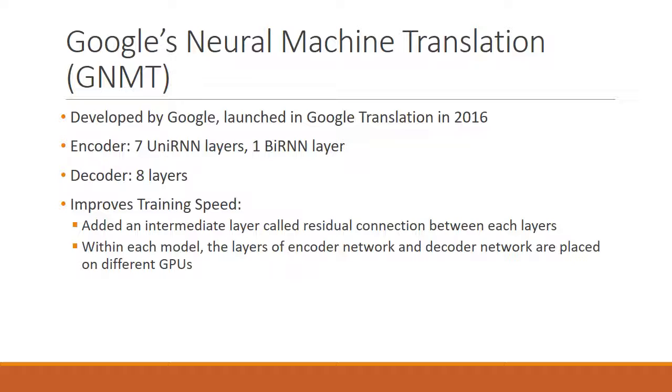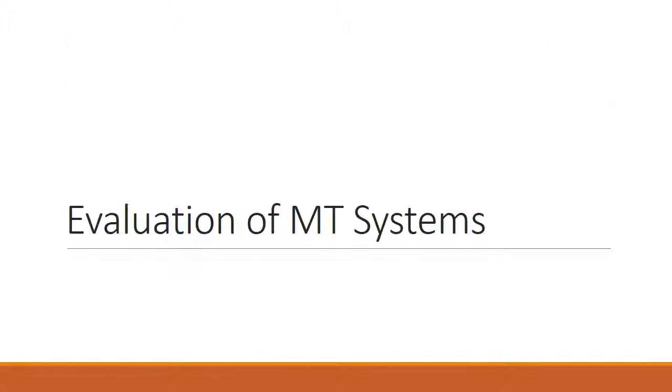Google researchers added an intermediate connection called a residual connection between layers. This step can immensely reduce the time spent on passing results from deeper layers to the top, which allows more layers to be added without largely increased training time. To further speed up training, both data and model are parallelized. Within each model, the layers of the encoder network and decoder network are placed on different GPUs so that the computation of each layer can run independently.